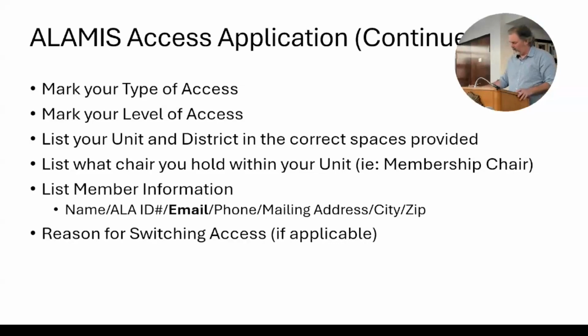So we'll continue on with how we want to fill this out. Make sure again we got that other unit number and district number. Make sure you get those correct. And then the calendar year of access being requested, we've already filled that in for you for 2025. When it's time for the 2026 renewals, it'll say 26. Chair held within unit: if you're the membership chair, the treasurer, the president, whatever, you're going to put that information in. And then we go down to our member information.